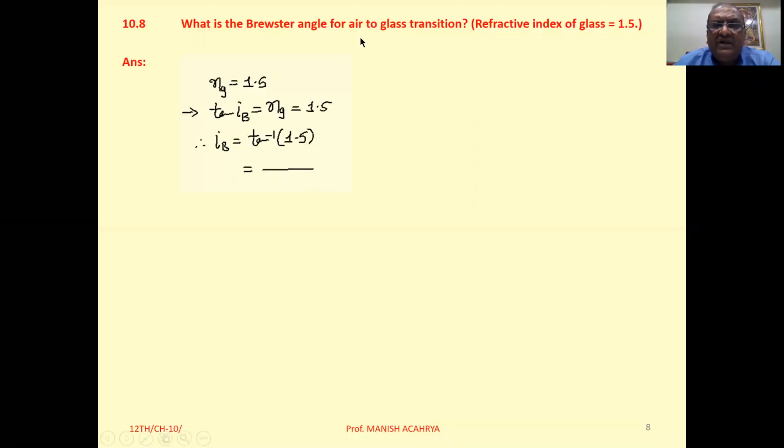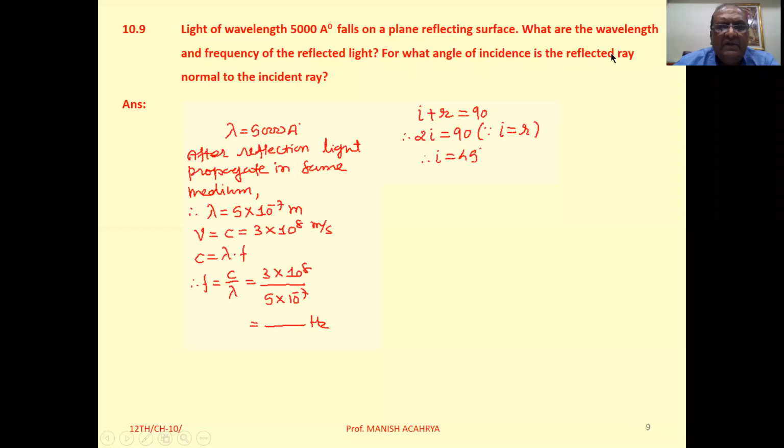10.8. What is the Brewster angle for air to glass transition? Refractive index of glass that is 1.5. So we have the Brewster's law, tan iB that is equal to n g. At Brewster angle, we get the reflected light that is perfectly plane polarized one. So at that time, tan of the incident angle that is equal to refractive index of the medium. So we can write iB that is tan inverse 1.5. Solve it, you will get the Brewster angle, or it is also known as polarizing angle.